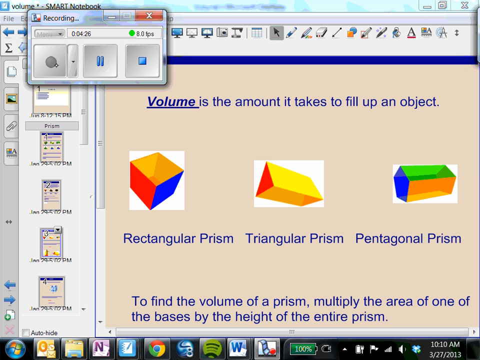What is the shape of all the sides, not including the bases, of all prisms? Rectangles. Volume is the amount it takes to fill up an object. For example, how much water or sand would fit inside of something. It is going to be units cubed because we're working in 3 dimensions. It will also be units cubed because we'll be multiplying 3 lengths together.